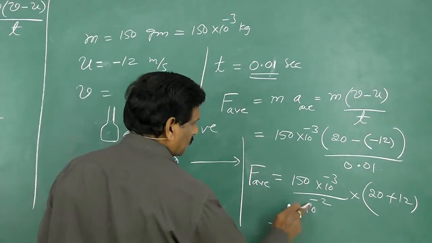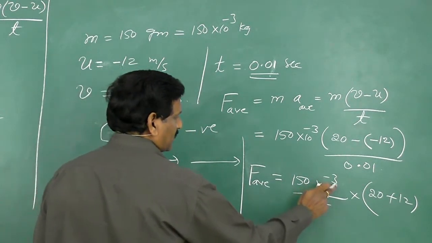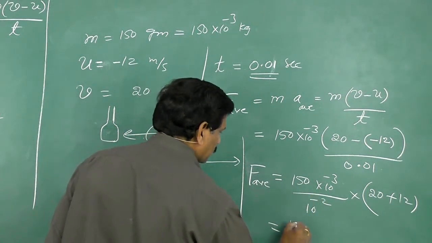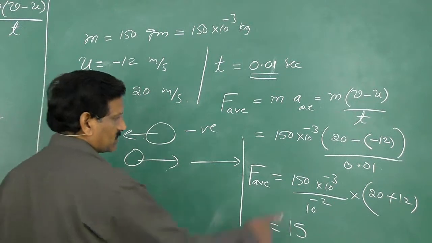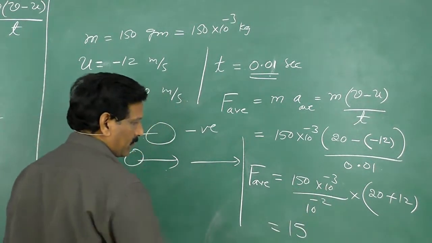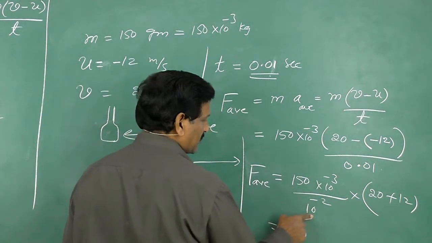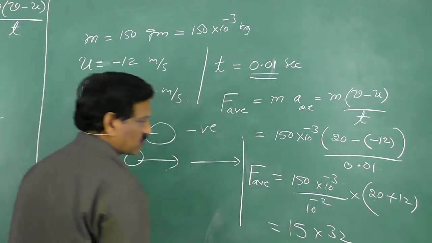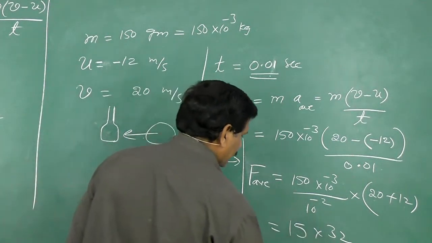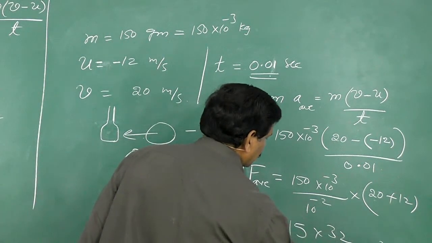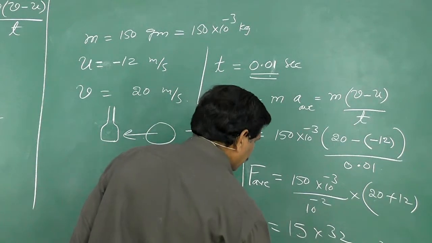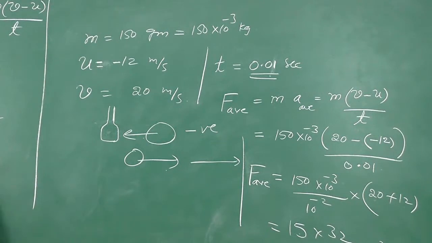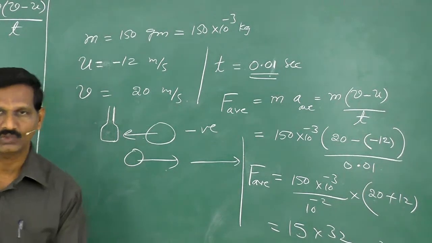So this is equal to 10 power minus 3 by 10 power minus 2, then it becomes 10 power minus 1. So it becomes 15 into 10 power minus 2 by 10 power minus 2. The 10 power minus 2 cancels out, then it becomes 15 into 32. This is 20 plus 12, 32. So this is 15 into 30, 450, plus 30, 480 Newton. So the average force exerted by the bat on the ball is 480 Newton.